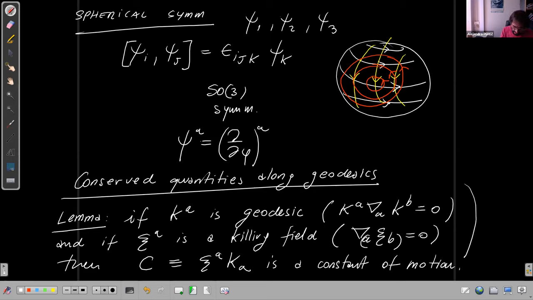So the proof fits inside this little box. We want to prove that K^a grad_a of C equals zero, right? So that along the geodesic curve, C does not change.